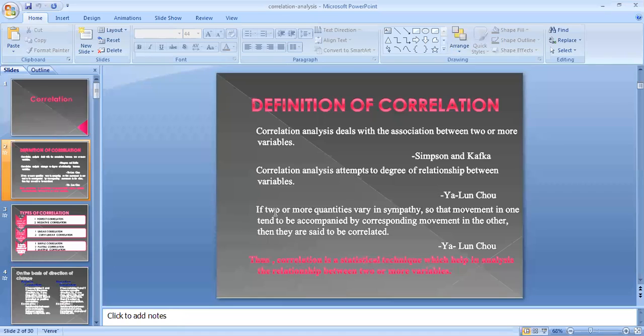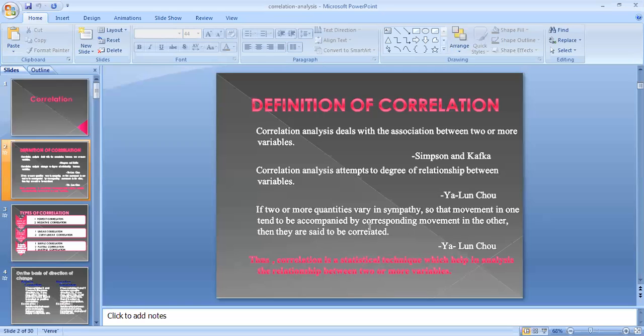Then the third definition: if two or more quantities vary in sympathy, so that movement in one tends to be accompanied by the corresponding movement in the other, then they are said to be correlated. This is another definition. So from these three we can summarize the definition of correlation like this: correlation is a statistical technique which helps in analyzing the relationship between two or more variables.